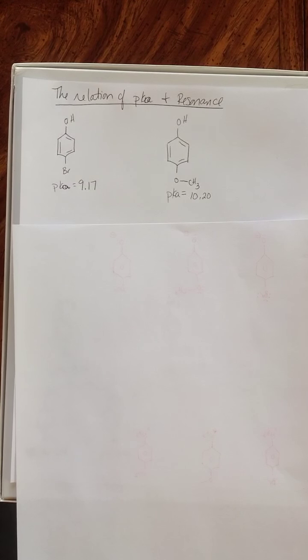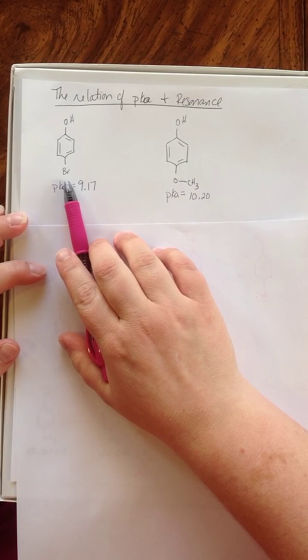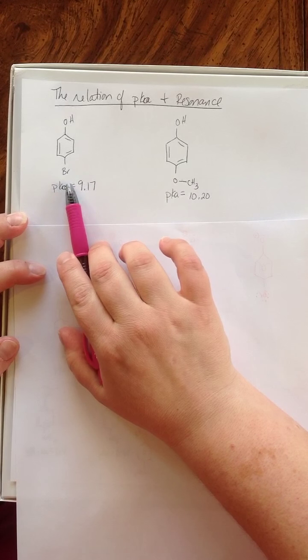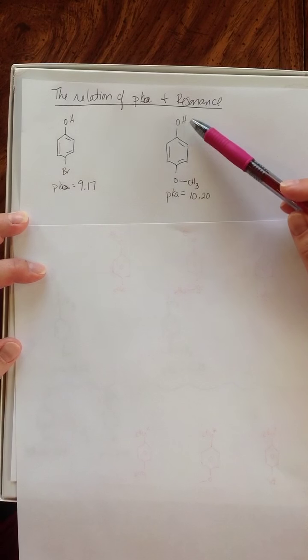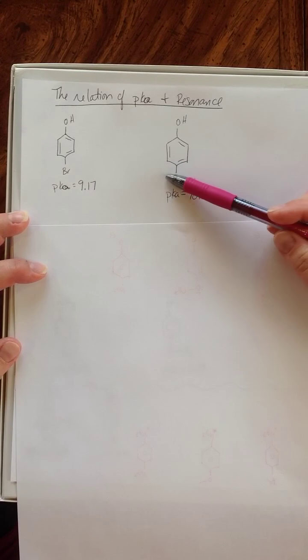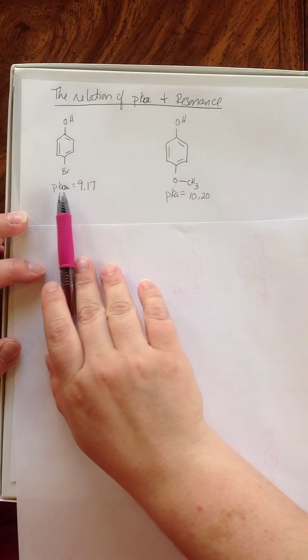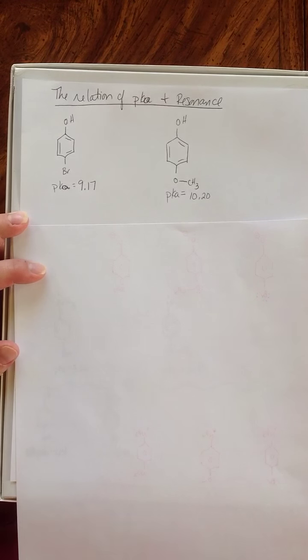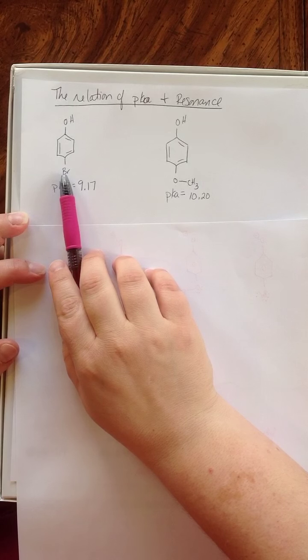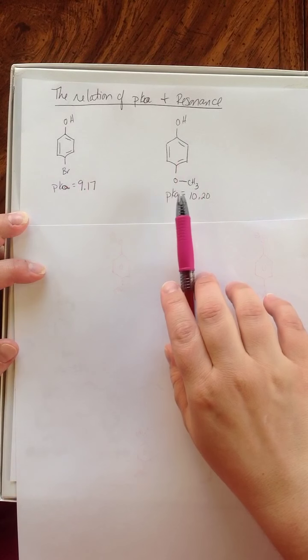Let's talk a little bit about the relationship between pKa and resonance. If we look at these particular substituents here, we've got a phenol with a bromo substituent on the para position, and we've got another phenol with a methoxy down here. The pKa of this one is lower than this one by almost a full point. So lower pKa means that this guy is more acidic than this one.